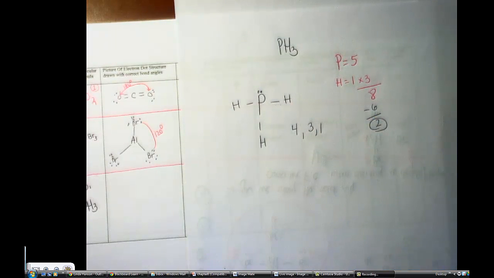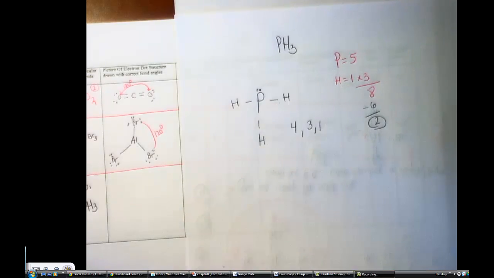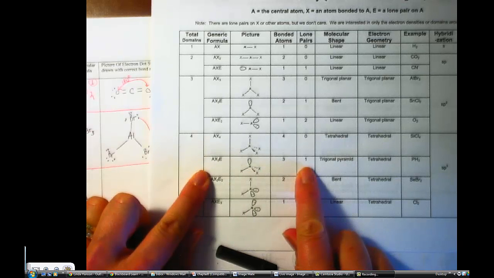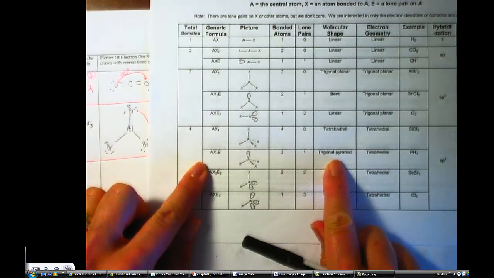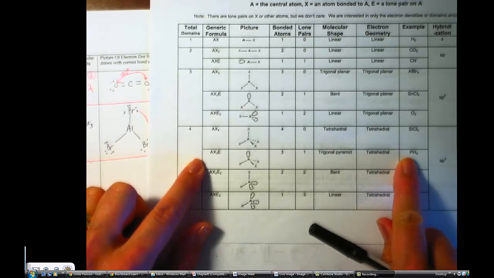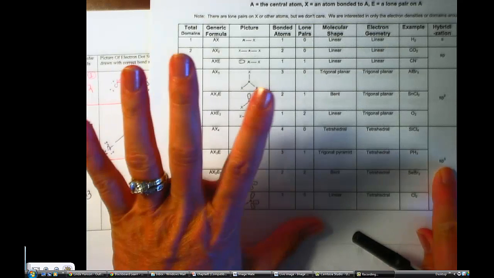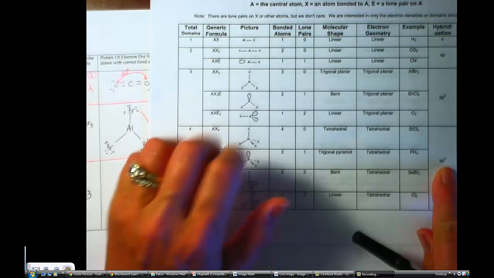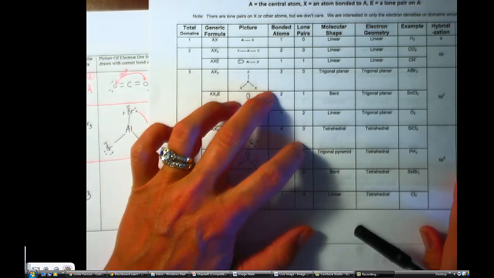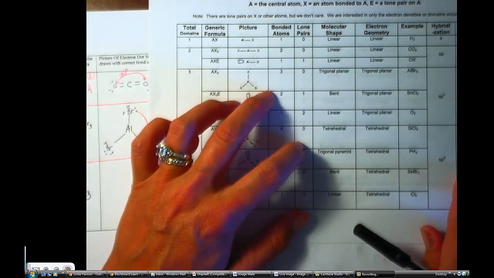So on our VSEPR chart, we find 4 electron domains, 3 of which are bonded and 1 is non-bonded. It's called a trigonal pyramid. The domain geometry, of course, is still tetrahedral. There's 4 domains. An example is PH3. With 4 domains, the hybridization is sp3, our 4 fingers: s, p1, p2, p3 for 4 domains. The bond angle will be a little less than 109.5 because of the lone pair pushing those hydrogens in. So let's draw it.